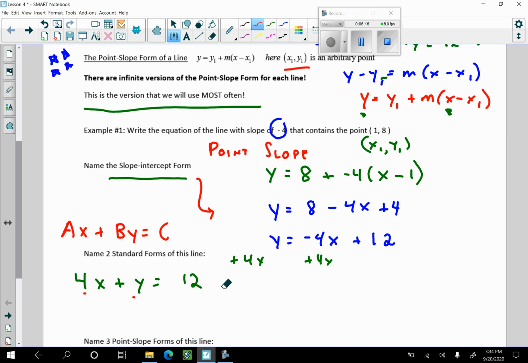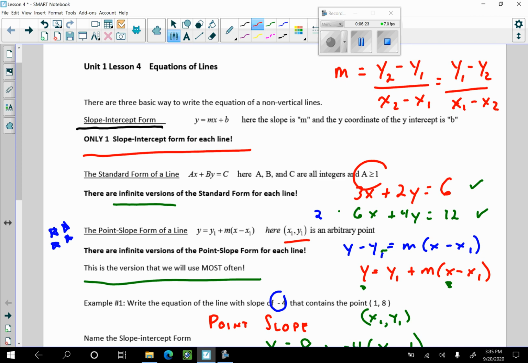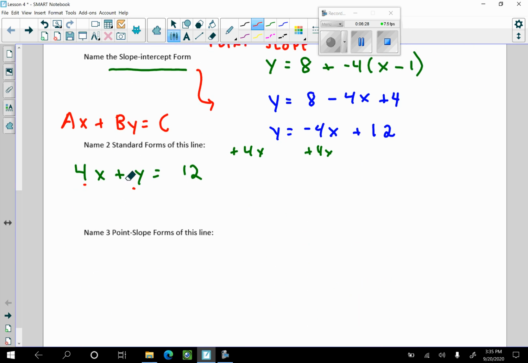If I want another one, if I go back to my definition, I want a greater than or equal to 1. All I'm going to do is use the multiplication property, and this time I'm going to multiply both sides of this equation by 3. And I will get another standard form. 3 times 4 is 12x, 3 times 1y is 3y, 3 times 12 is 36. So those are two standard forms of the equation of that line.